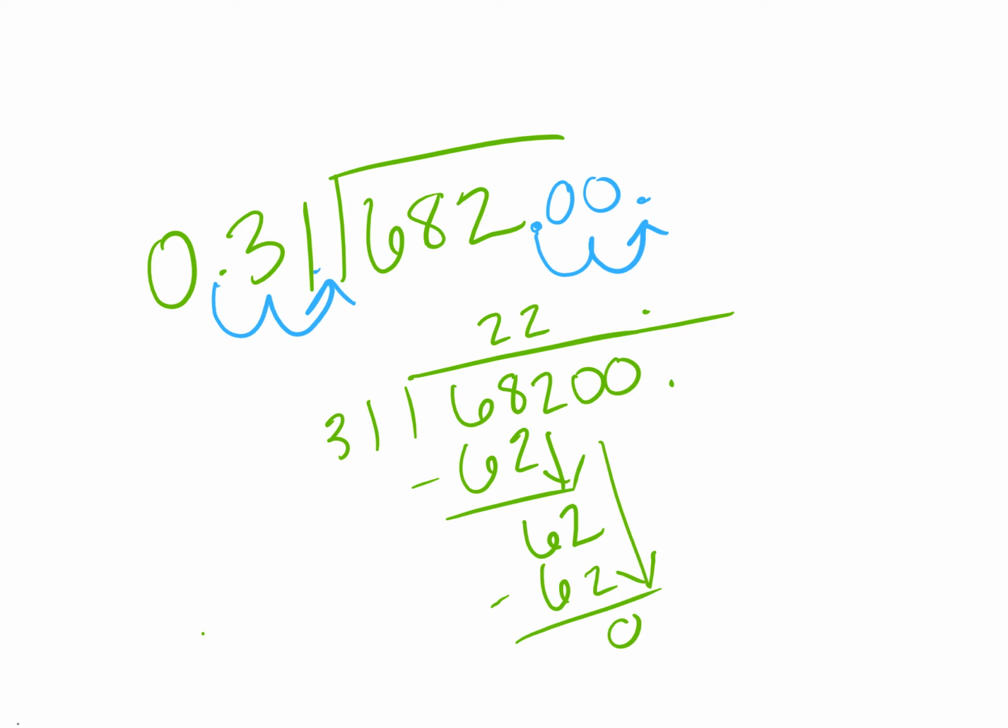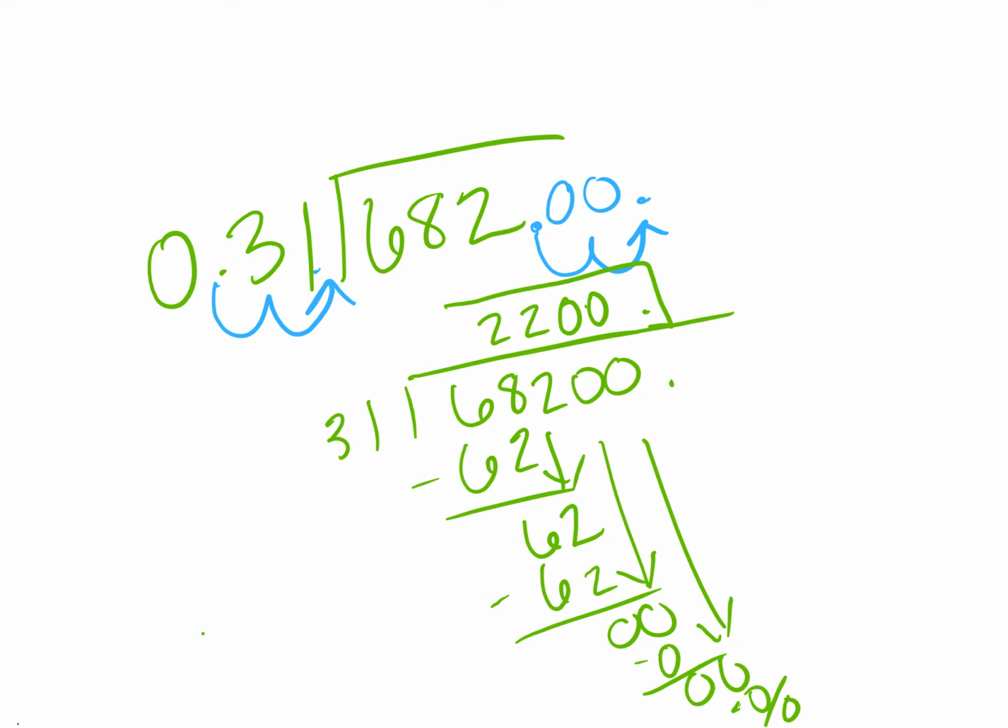Bring down our 0. This is where a lot of kids make their mistake. They want to stop, but you have to finish your division. 31 goes into 0 0 times. Bring it down. 31 goes into 0 0 times. Now our final answer is 2,200. That is how you divide decimals by decimals.